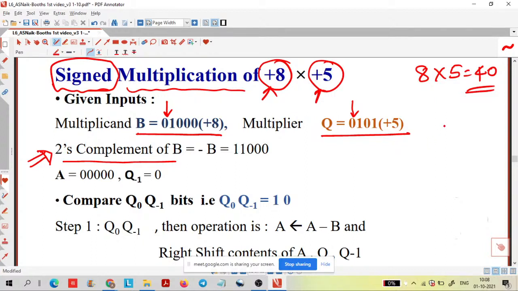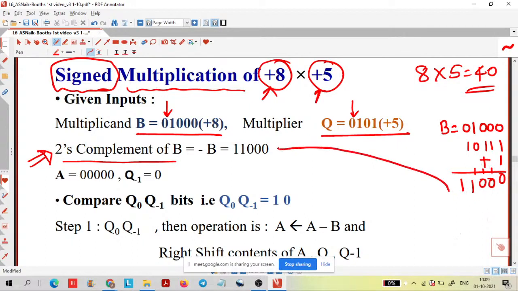So what is the value of b? 0 1 0 0 0. Take its 1's complement, 1 0 1 1 1, plus 1, so the 2's complement is 1 1 0 0 0. So what is this value? This is called the 2's complement. Okay, 2's complement of the value.